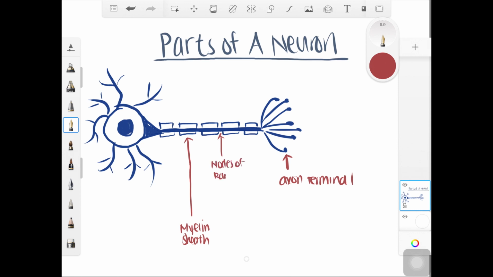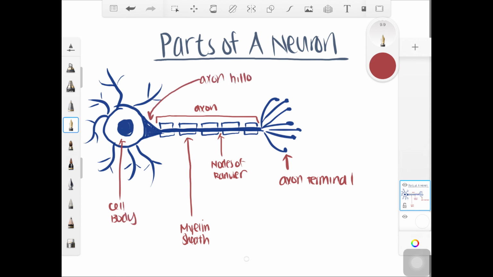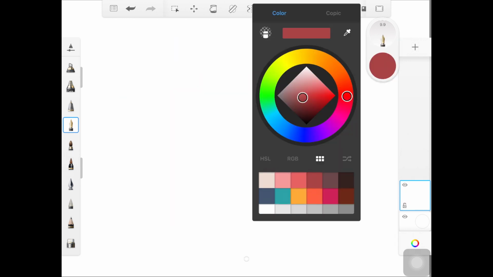The myelin sheath is a series of fatty cells which have been wrapped around an axon many times. The nodes of Ranvier are gaps between sections of myelin where the axon is exposed. The terminal is the branched tip of the axon, which transmits signals from one neuron to another.